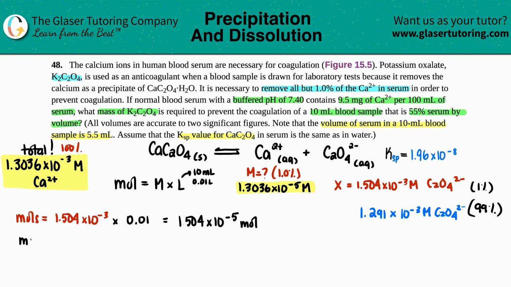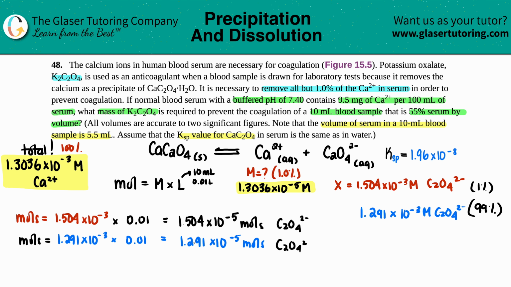And now let's do the same for the next one, right? Moles equals 1.291 times 10 to the negative third, also times 0.01. So 1.291 times 10 to the negative third times 0.01. I get 1.291 times 10 to the negative fifth moles. This should be moles. And this is of C2O4 2 minus, and this is C2O4 2 minus.